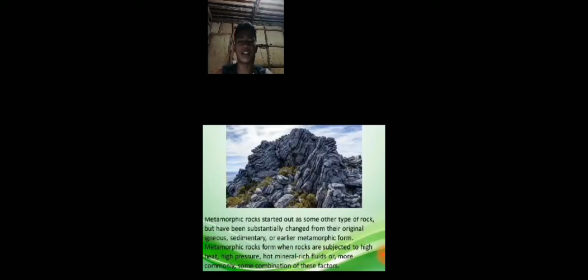Metamorphic rocks started out as some other type of rock but have been substantially changed from the original igneous, sedimentary, or earlier metamorphic form. Metamorphic rocks form when they are subjected to high pressure, high heat, mineral-rich fluids, or more commonly some combination of these factors.